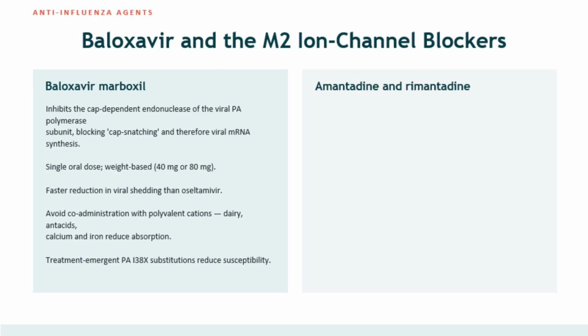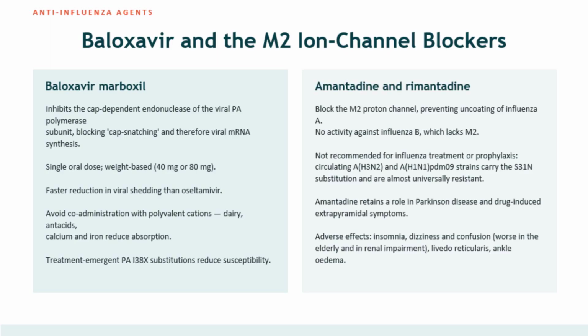Two very different stories on this slide. On the left, baloxavir, which I think is genuinely clever. Influenza can't make its own mRNA caps, so it steals them from your cells using an endonuclease. Baloxavir blocks that theft. One single oral dose and viral shedding falls faster than with oseltamivir.